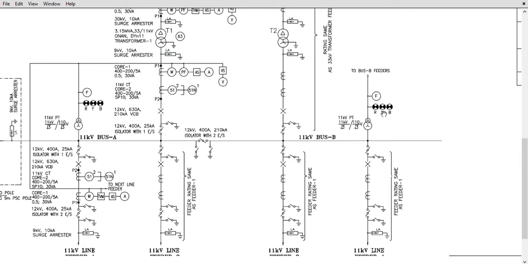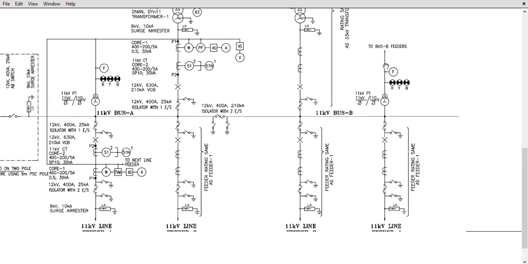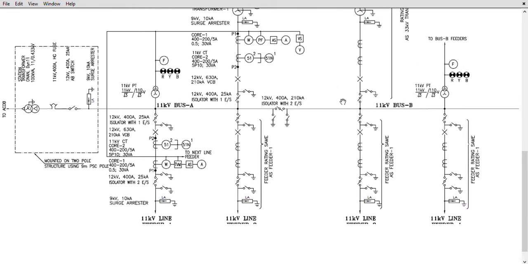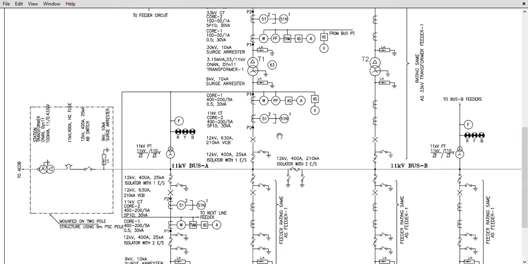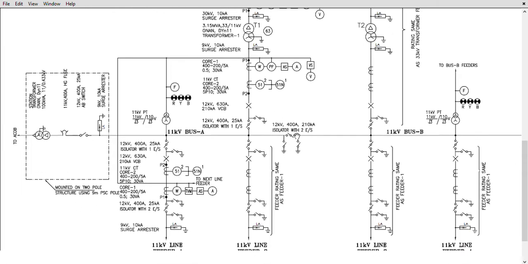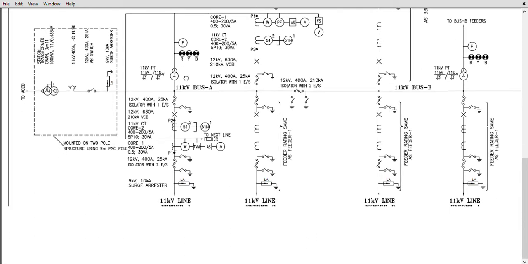It is used for the measurement of voltage, and the secondary circuit will be connected to all the meters, voltmeter, etc. Similarly, here also we have a bus PT, because whenever, let's say, you open this sectionalizer, then this portion of the bus will not have a PT for voltage sensing. That's the reason we have two sets of bus PTs here.